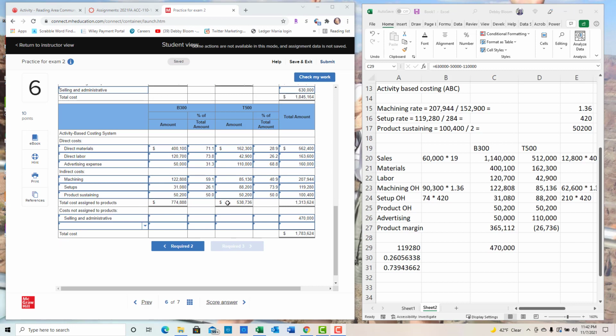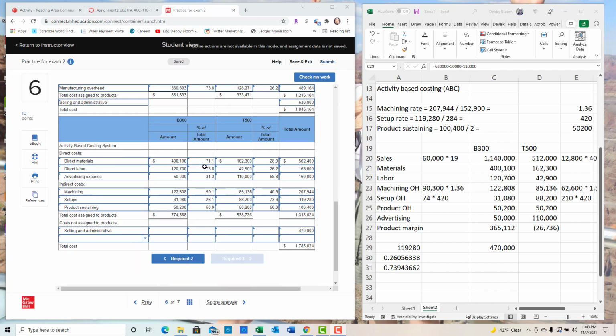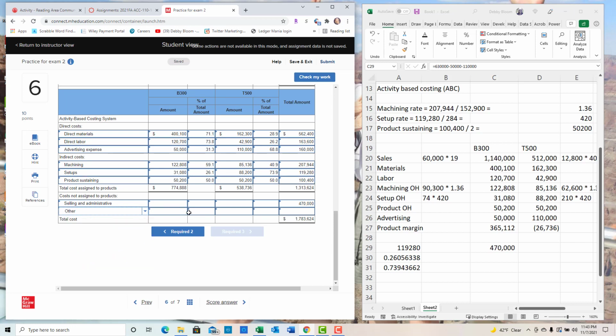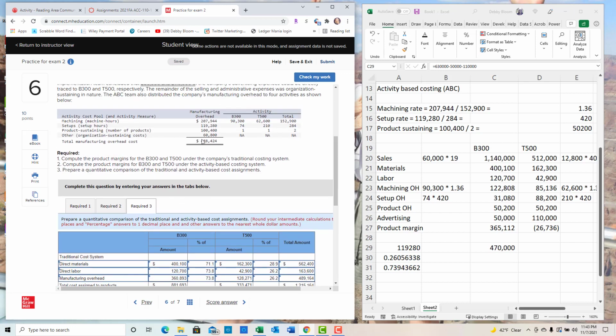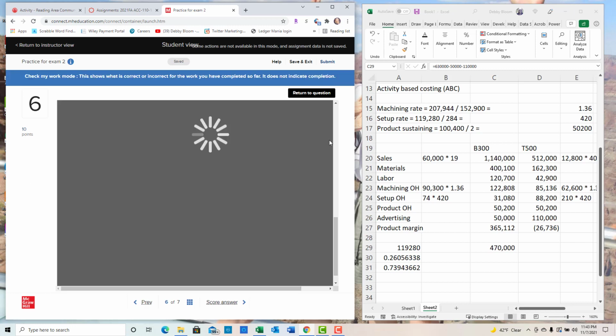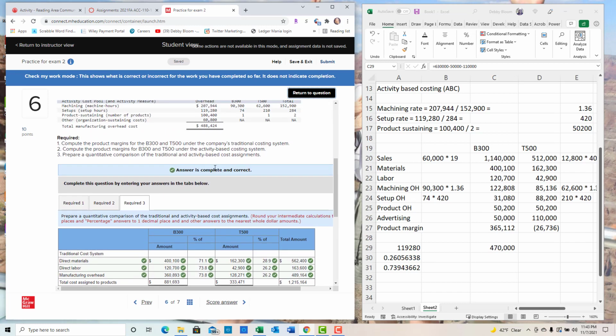The final cost we have that's not assigned to products is this other organization sustaining costs of 60,800. So under the selling and administrative, we have our other, which again, going up to our other, $60,800. And our answer is complete and correct.